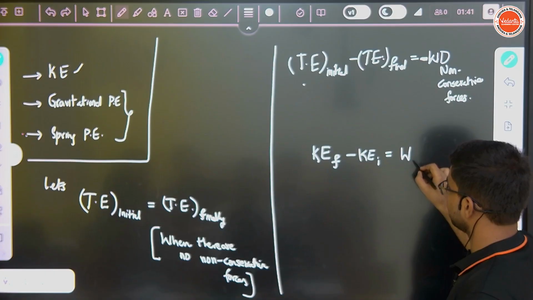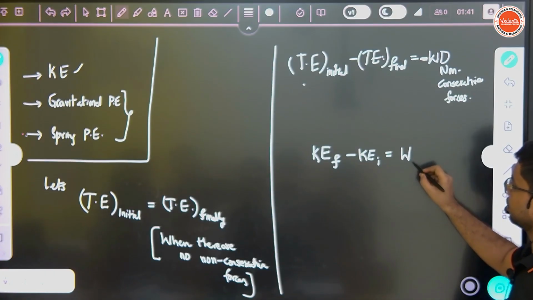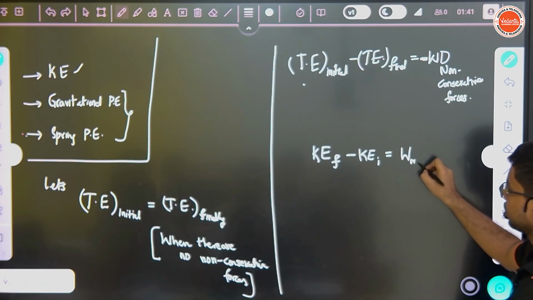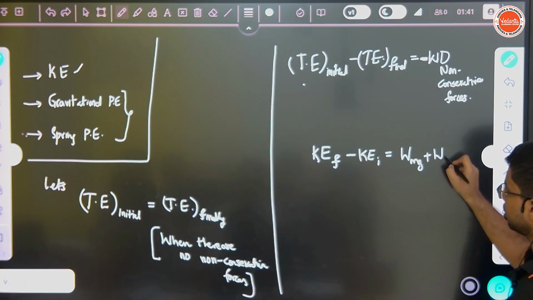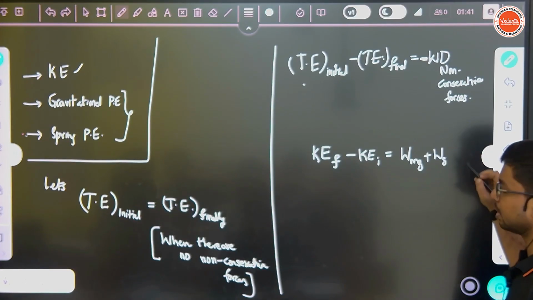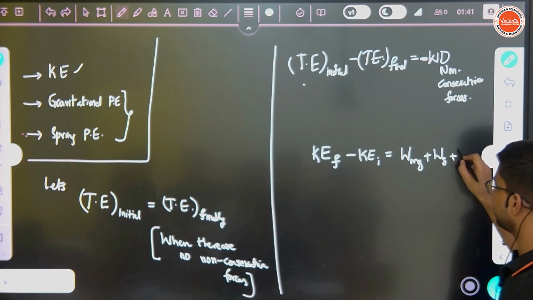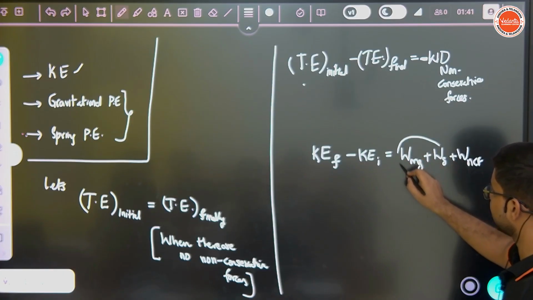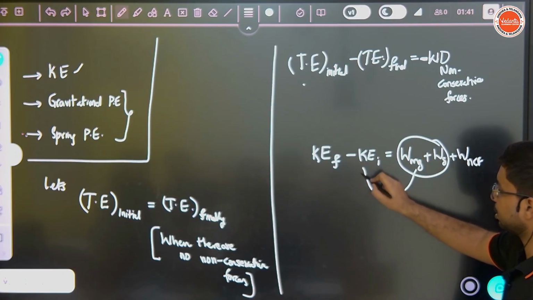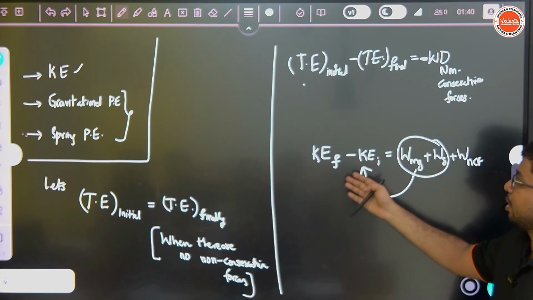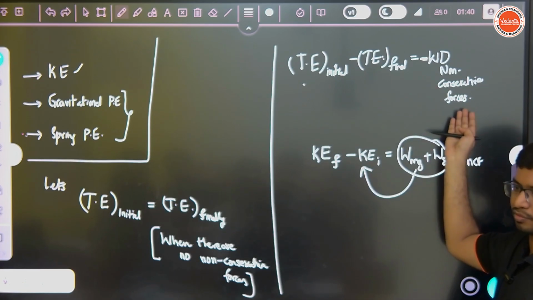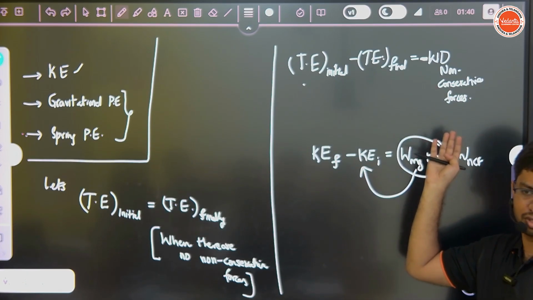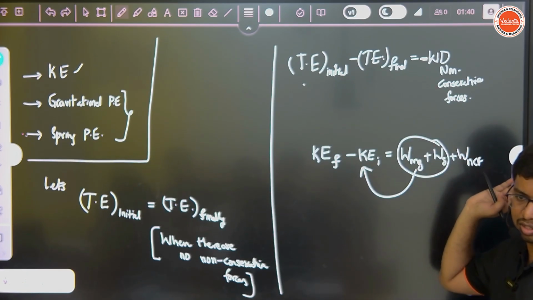So this includes work done by the mg force. If spring is there, work done by spring, and if some non-conservative forces are there, that non-conservative force also. Clear? I just took these two terms as potential energy onto this side and rewrote this equation, which you will get over here. Understood now? Clear with this? Right.